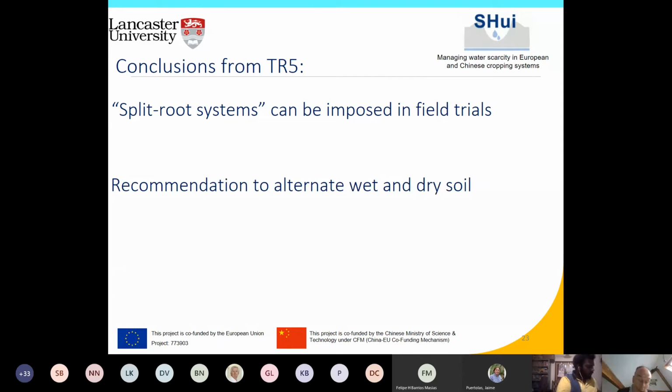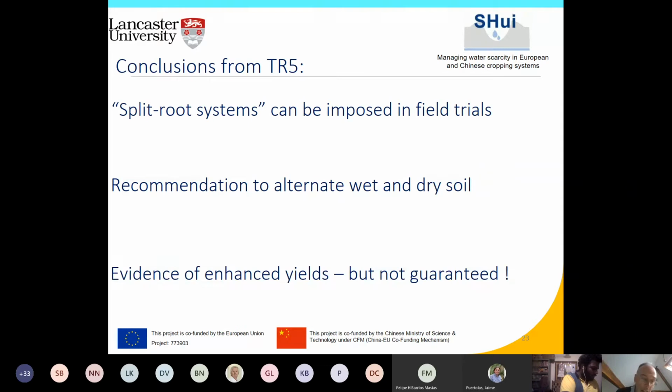The recommendation was to alternate the wet and dry parts of the root system to try and maintain this chemical signaling from the roots to the shoots. I'm going to talk a little bit more about that in the next segment of the presentation. And certainly there was some evidence of enhanced yields in some studies, but this couldn't be guaranteed. And I want you to store that thought when I come to the commercial application of partial root zone drying in the final part of the talk.